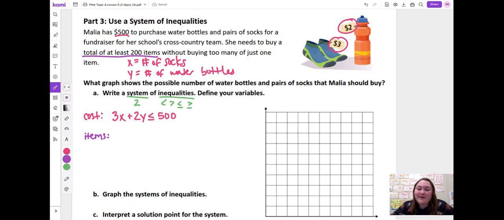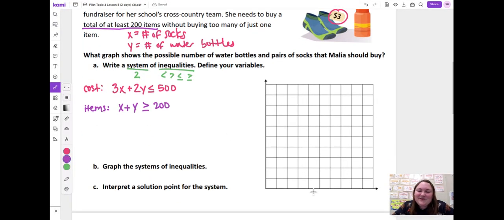For our other inequality, we know she needs at least 200 items. That means 200 or more. So I could say, no multiplication here, just the number of socks she's buying plus the number of water bottles she's getting needs to be at least 200. So she could get more than 200 items or equal to 200 items, but 200 is the minimum. This right here is our system of inequalities. We have two inequalities we can use now to create a graph of the system and use it to help us solve this problem and identify what are possible numbers she could buy.